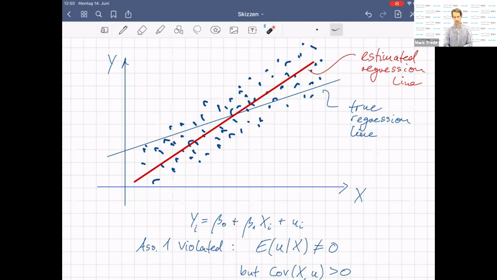And of course, if the correlation would be negative, then large x's would be associated with small values of u and small x's with the large values of u. In that case, the slope would go wrong in the other direction. But in any case, this correlation between the regressor and the error term is a really, really severe problem. How could that happen? How could it happen that you have a correlation between the regressor and the error term? Well, that could happen, for instance, because of omitted variable bias.